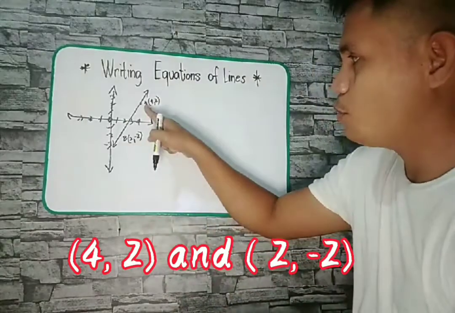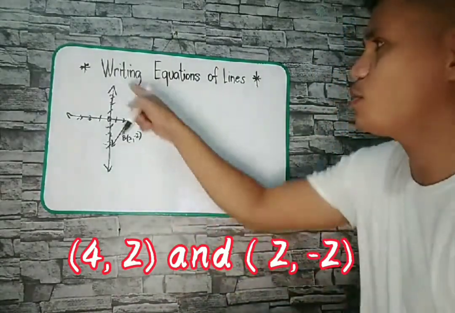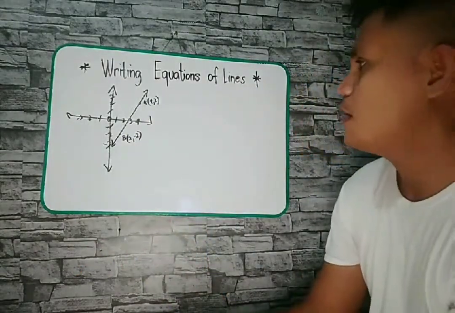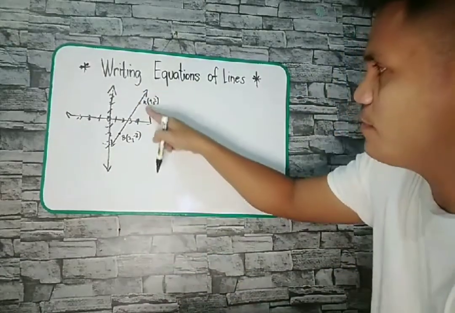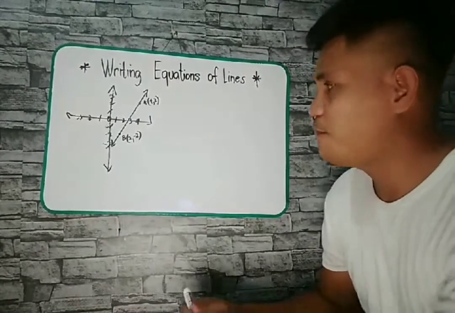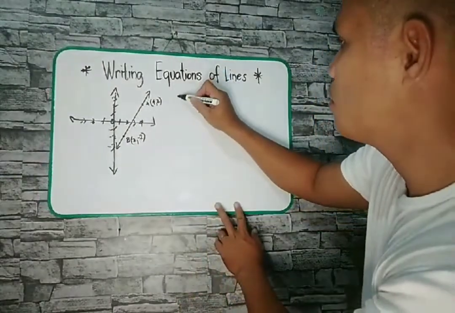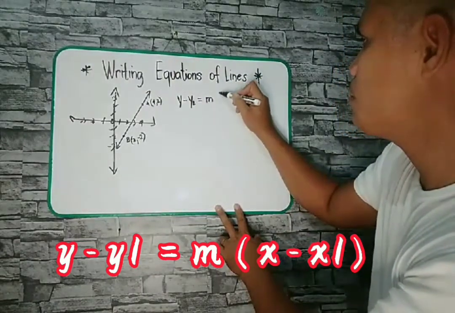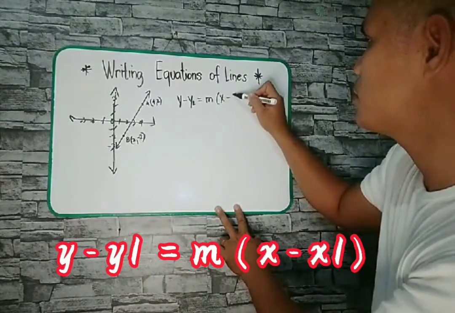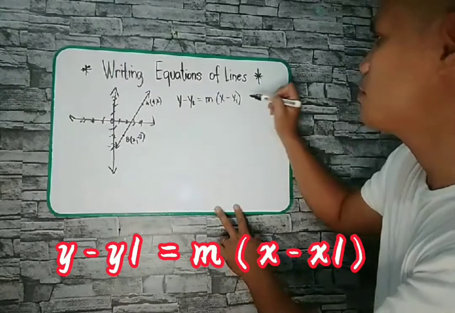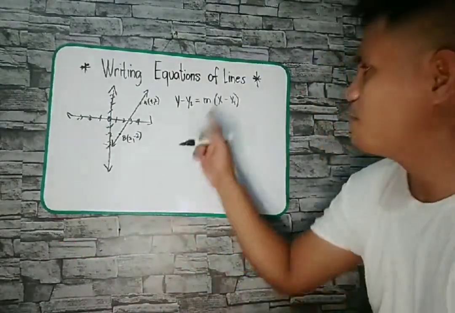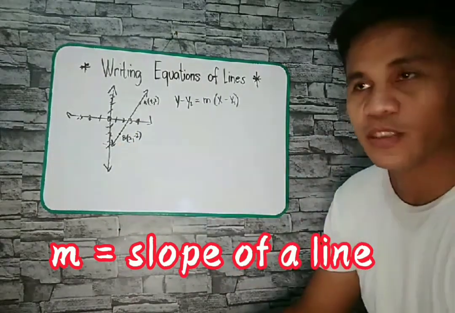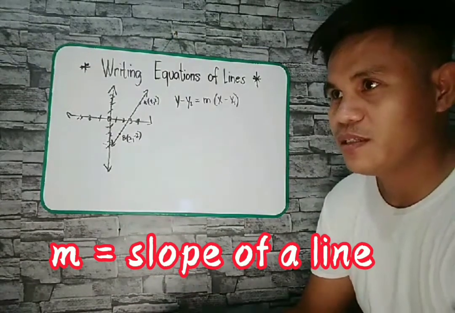We have two points, point A and point B. How are we going to write the equation of this given line? So what will be the formula? We have the formula for this problem on how to write an equation given the two points only. The formula for this one is y minus y1 is equal to m multiplied by x minus x1. Now as you can see, we have the m, which means the slope of a line. Compute first for the slope. That's why we had our last topic, slope of the line.